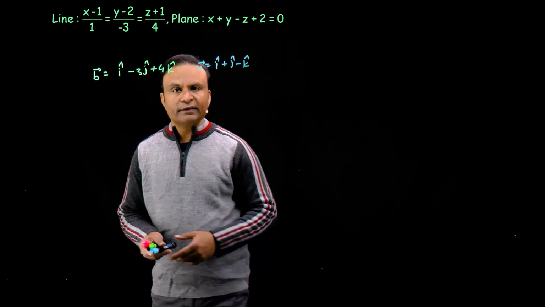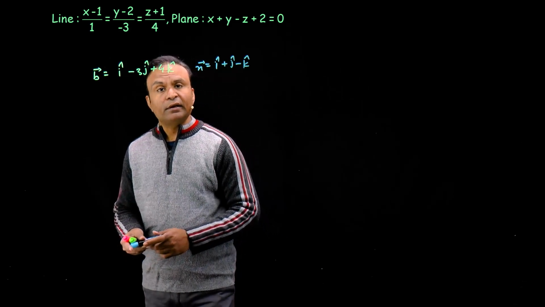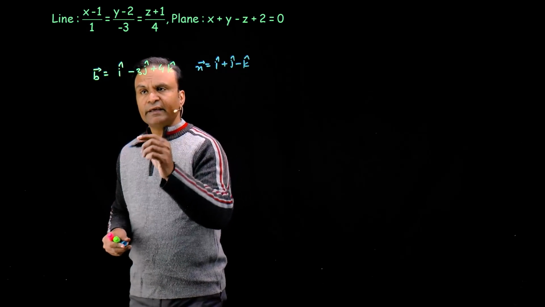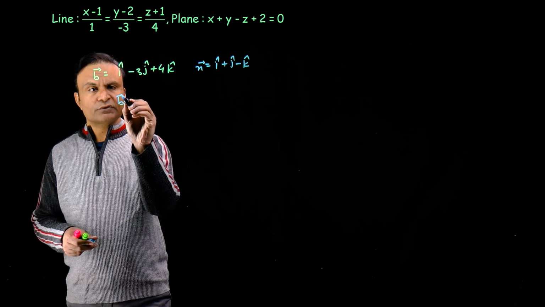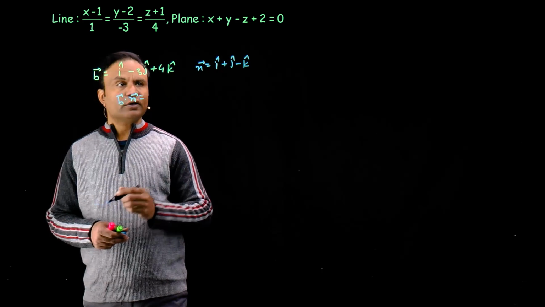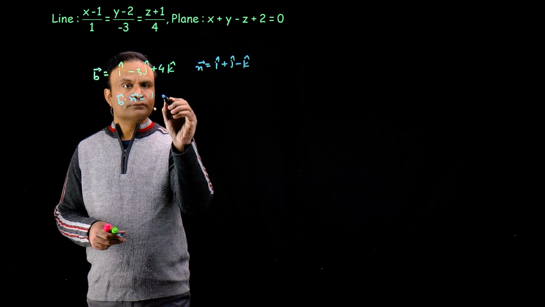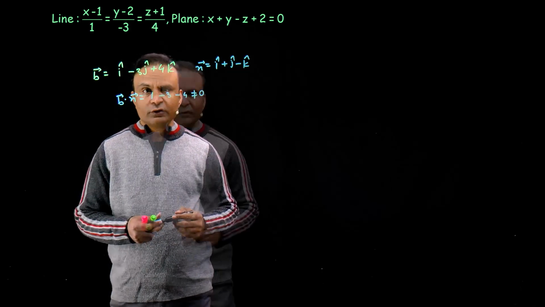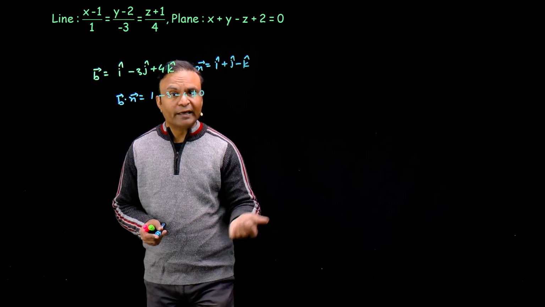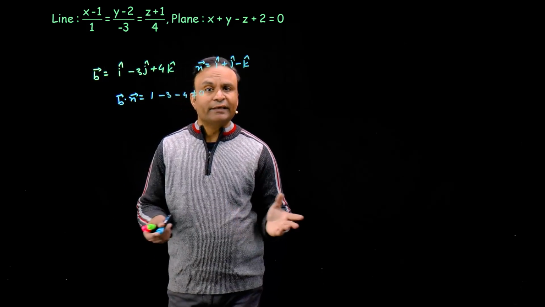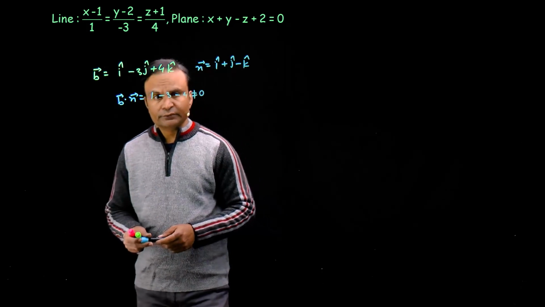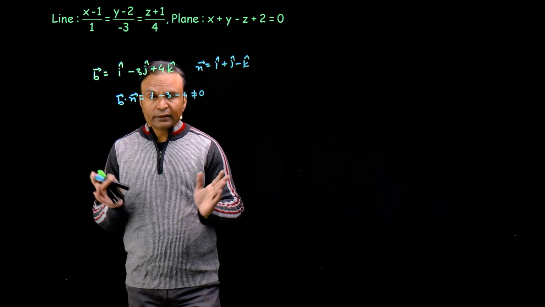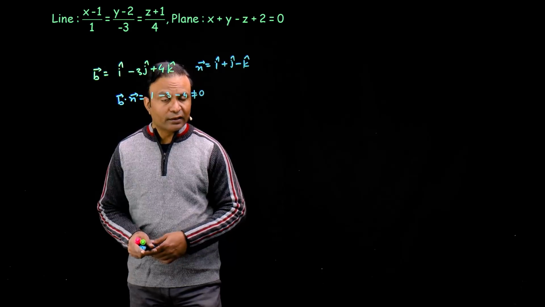Now these two vectors are not parallel. That means the line is not perpendicular to the plane. Also, if we take the dot product of these two vectors, we have b dot n is equal to 1 minus 3 minus 4, and this is not equal to 0. That means the line is not lying on the plane. Also, the line is not parallel to the plane. That means here the line and plane are inclined to each other at some angle theta.